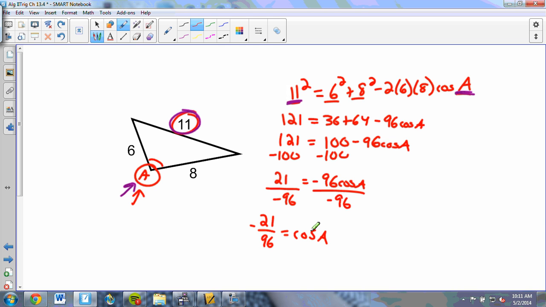Inverse. I do inverse cosine. Inverse cosine is how I undo regular cosine. So now I have cosine inverse of negative 21 over 96 equals the cosine inverse of the cosine of A. You don't have to write this the way that I'm writing it. I'm writing it the long way, just so you can see it.